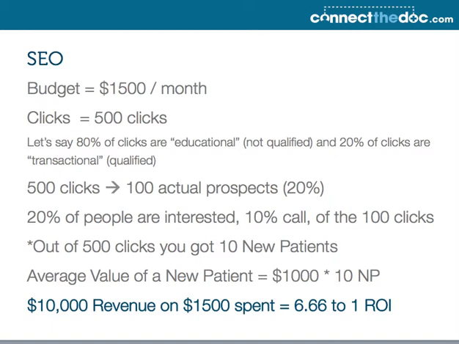But in this example, let's say 80% of the clicks above the 500 clicks are educational or not qualified, and 20% of the clicks are transactional keywords. So these are people who are actively interested in booking an appointment with you. So of those 500 clicks, we were able to get 100 qualified customers to our website.